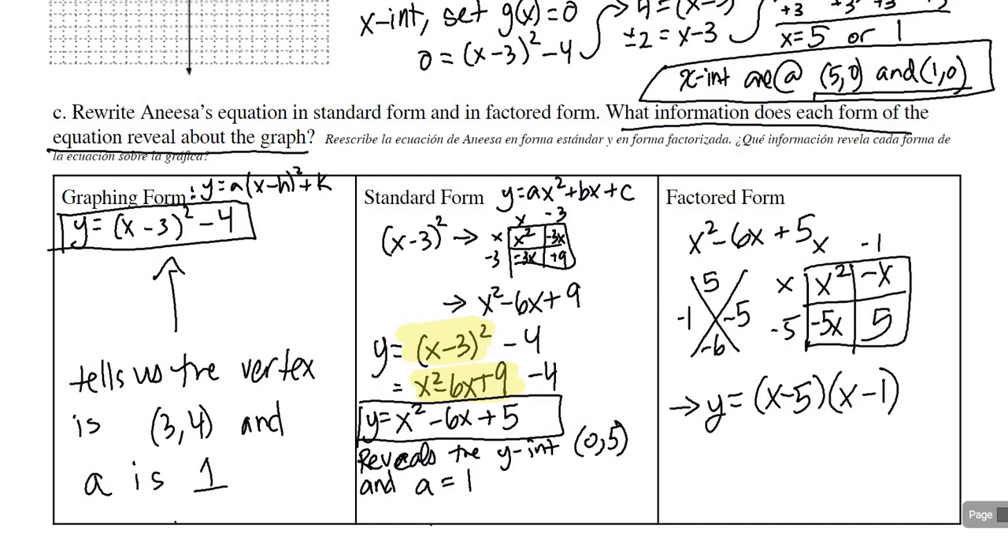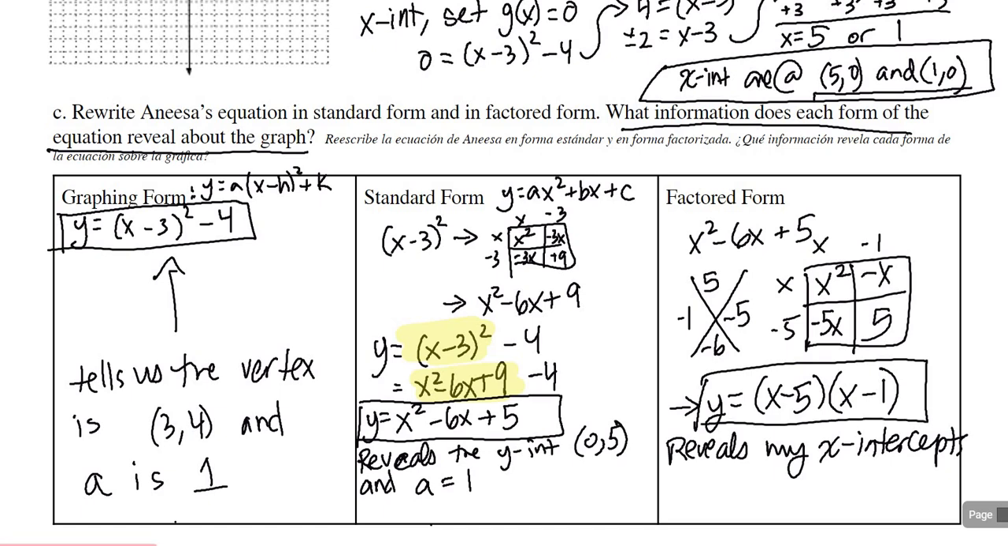And this form reveals my x-intercepts. Now let's see. Am I missing anything? Can I find anything else in these equations?